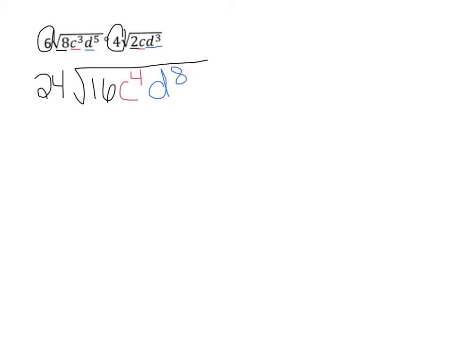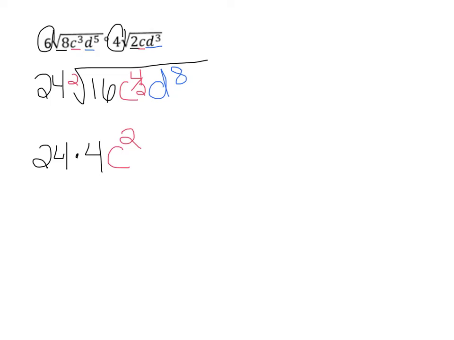Now we need to continue to simplify it. So, looking at it, we want to take the square root of 16 c to the 4th d to the 8th. So we keep our 24 out front, and we take the square root of 16. Well, the square root of 16 is 4. And then, since we're taking the square root, remember there's always a 2 out in front. So we're going to have c to the 4th divided by 2. 4 divided by 2 is 2, so we're going to be left with c squared. It goes in perfectly to the radical.